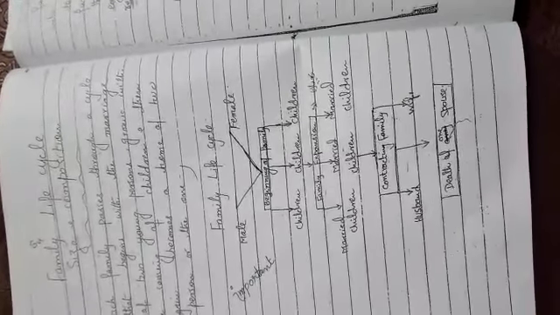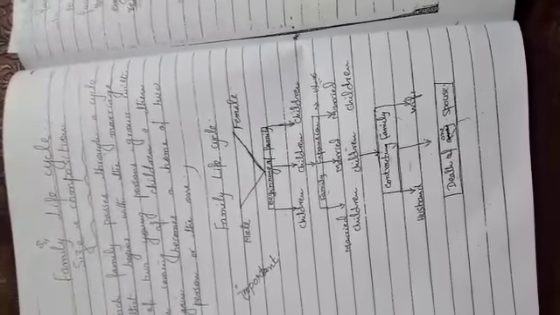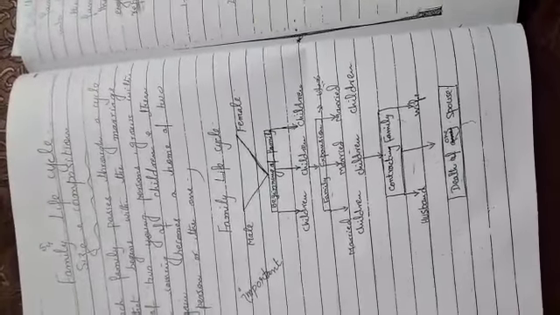When the children start getting married, the family contraction period starts, and this period ends when one person, either the husband or the wife, dies and only one remains. That is the end of our family life cycle.